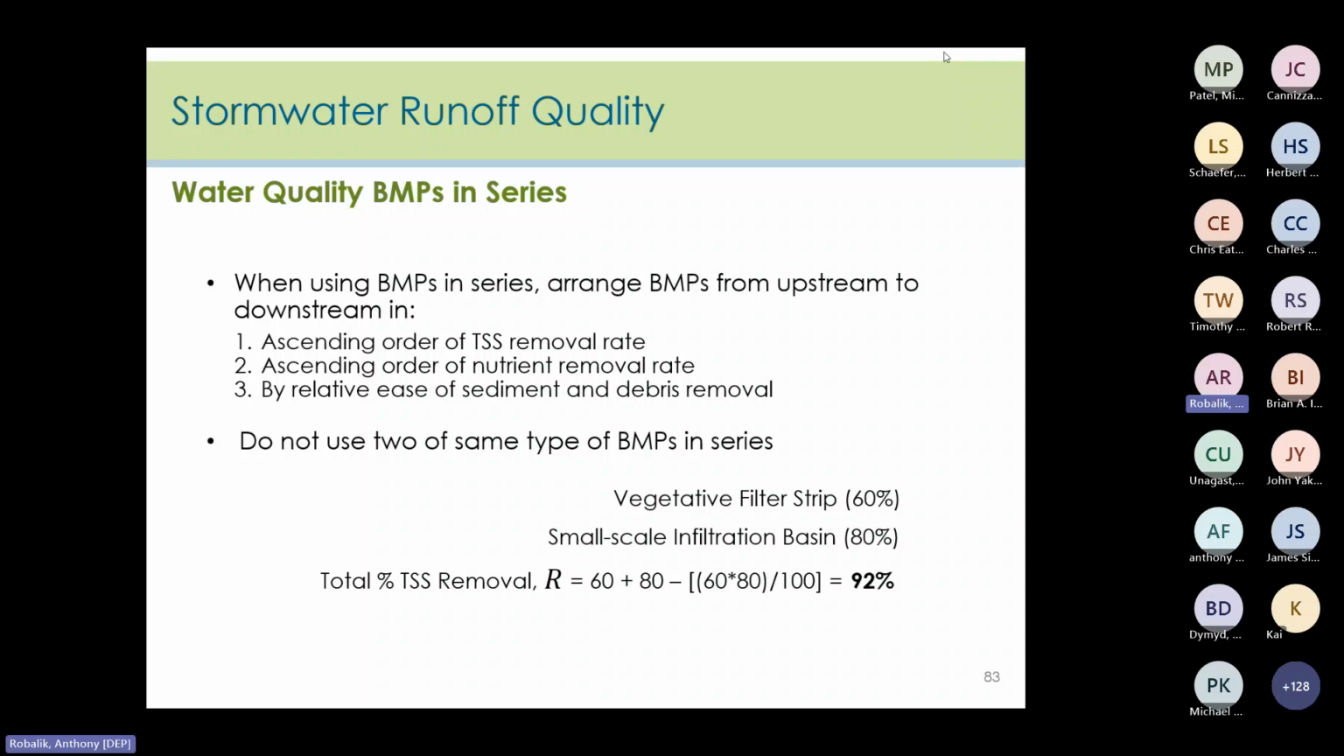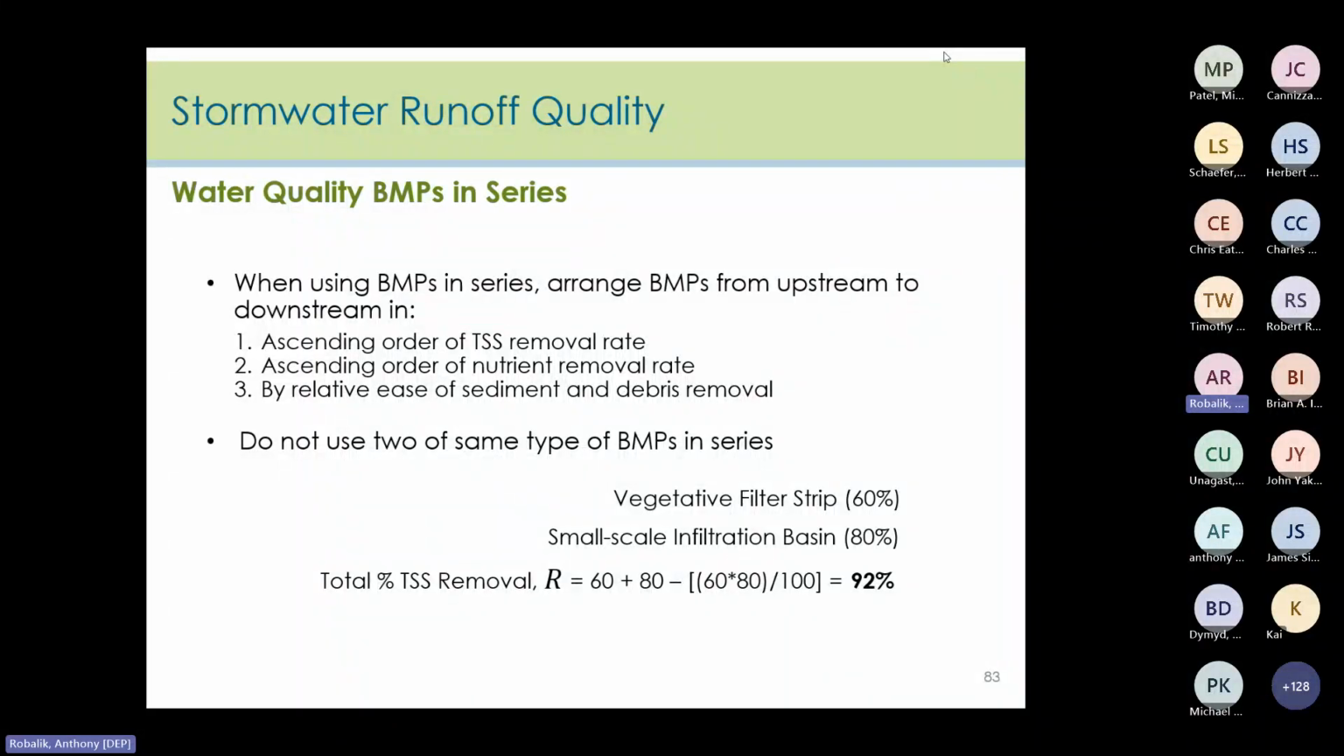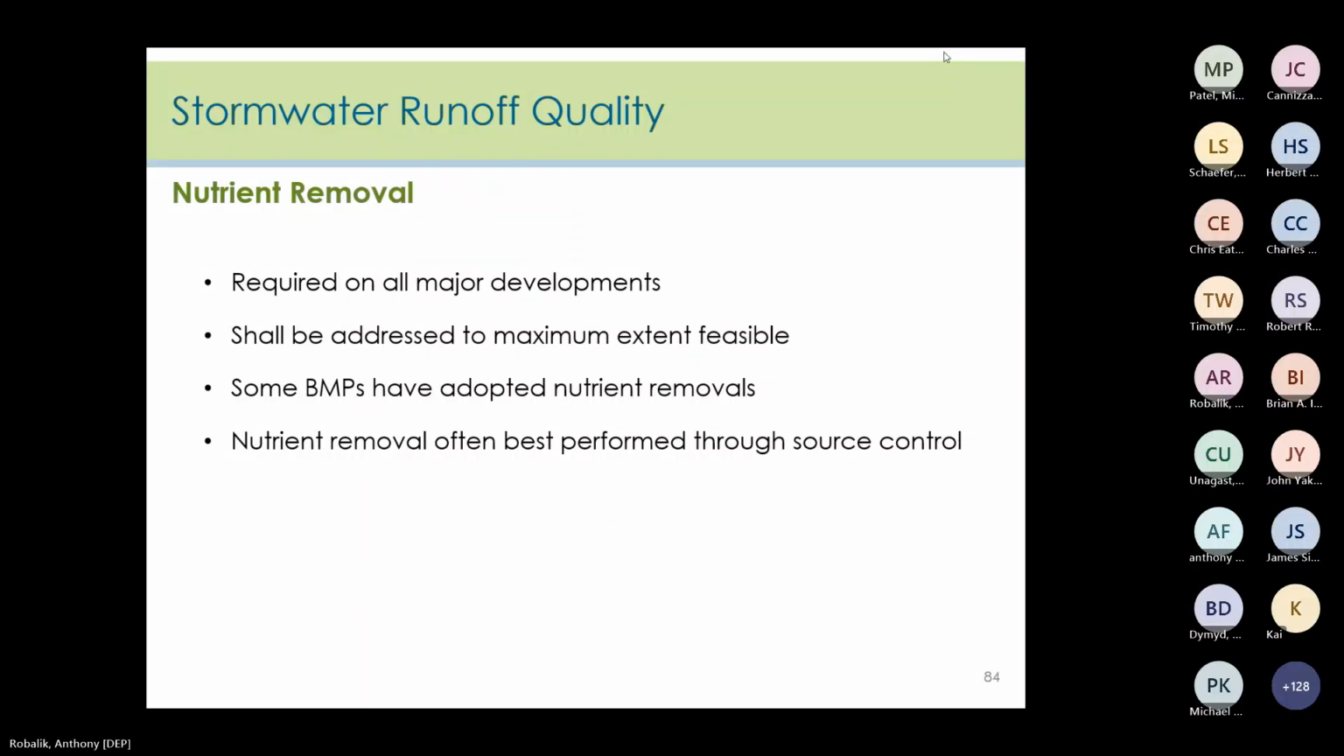And if we run through a quick example of calculating the effective TSS removal rate for 2 BMPs in series, in this case we have a vegetative filter strip, which by itself is rated for 60% TSS removal. And downstream of that, we have a small scale infiltration basin, which is rated for 80% TSS removal. And if we put them in series and plug in the values to the equation, we get a combined effective TSS removal rate of 92%.